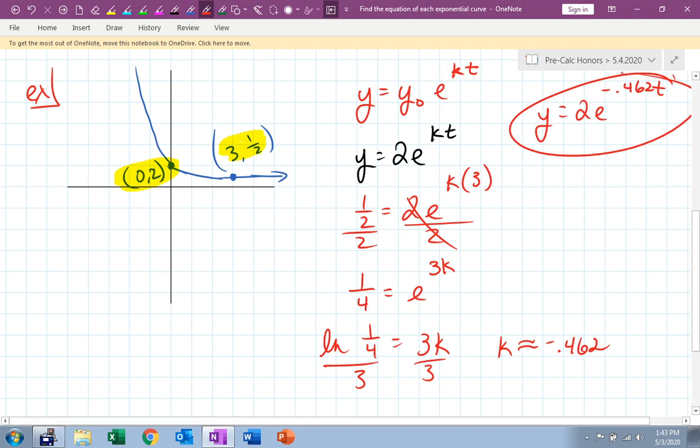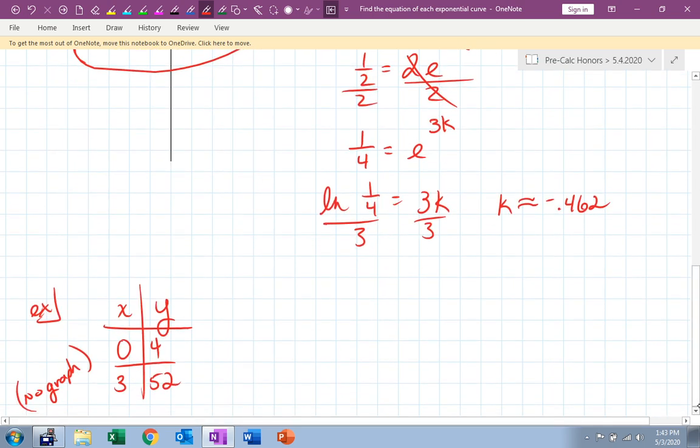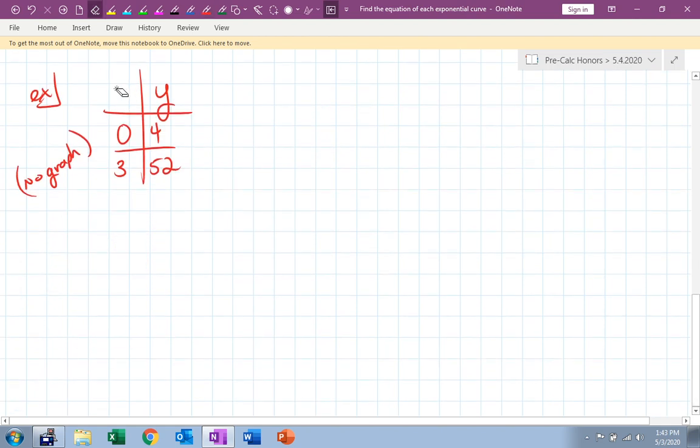So I have one more to do. We're not going to have a graph with this one. I'm just going to give you a t-chart because you don't necessarily need the graph. Those are t and y coordinates, just like x and y coordinates. I should change this from an x to a t, y coordinate.